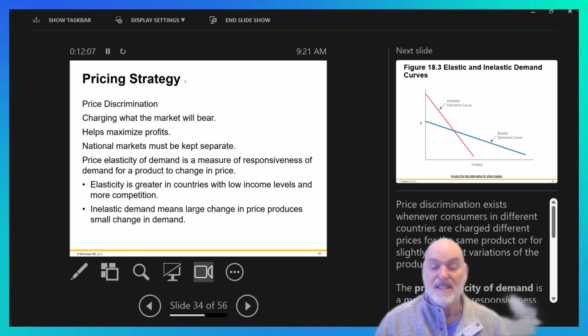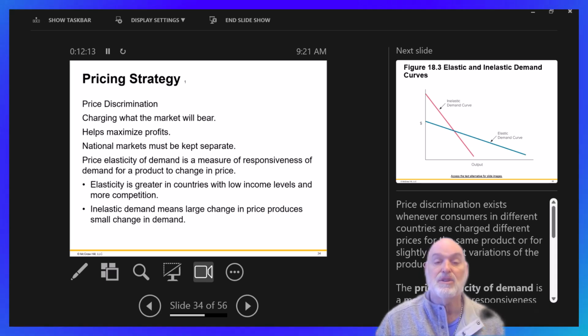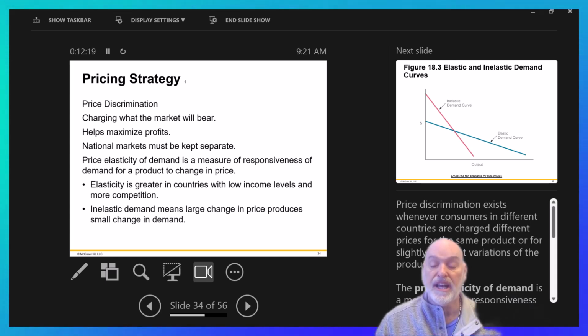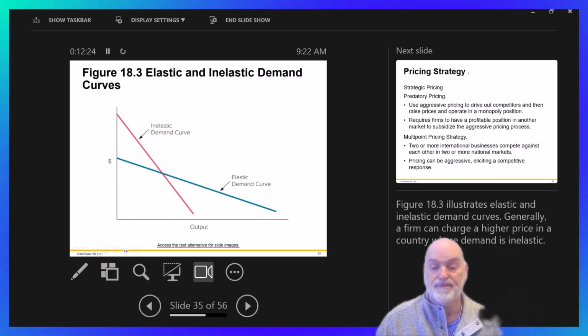Price elasticity of demand is a measure of responsiveness of demand for a product to change in price. Elasticity is greater in countries with low income levels and more competition. Inelastic demand means a large change in price produces a small change in demand. And we can see this through this chart here, which shows elastic and inelastic demand curves.